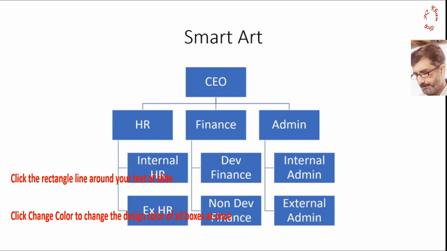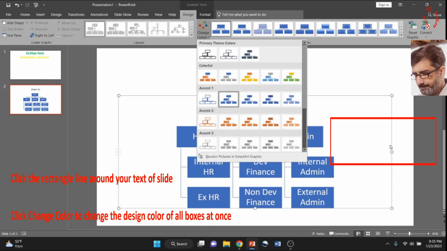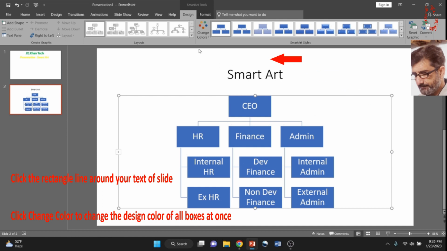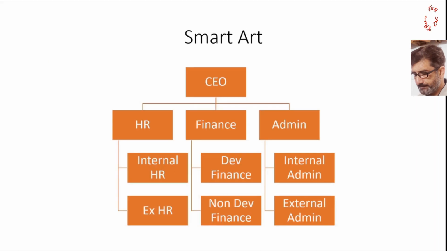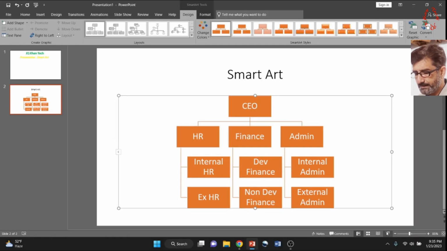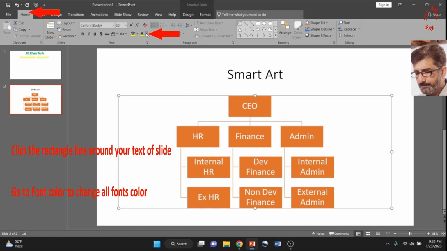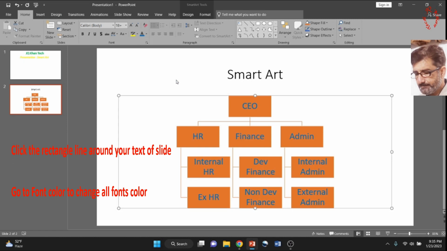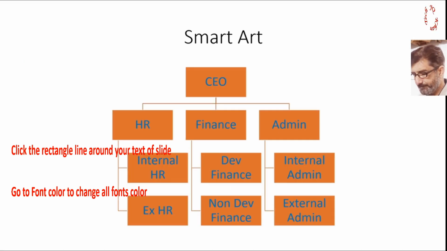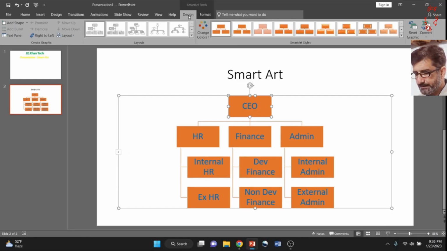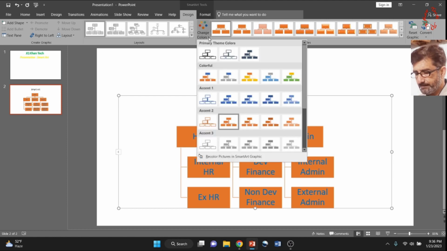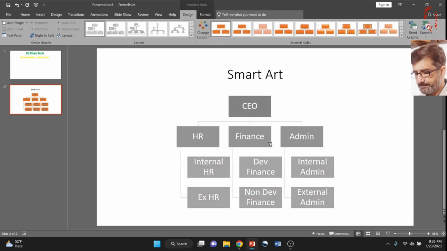Isn't it easy? Now you have seen the entire slide. Select the line and go to change color. You can change the entire background of your slide, each and every box. We can also change the font, select the same line and font, change the color. The font has been changed for the entire slide. We can also keep the text as well as boxes in different colors.